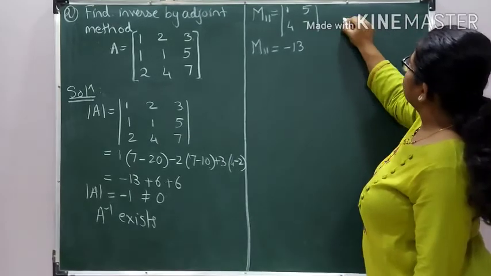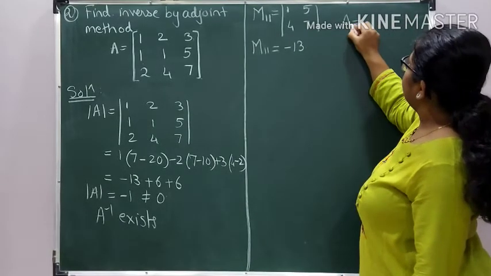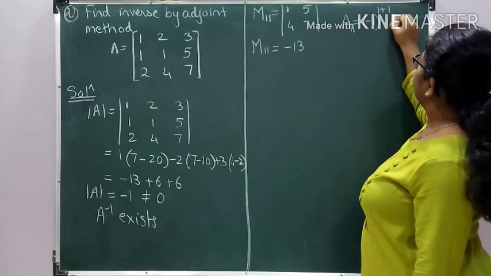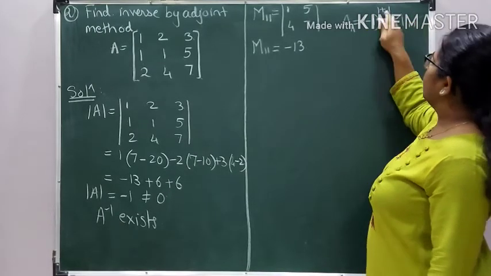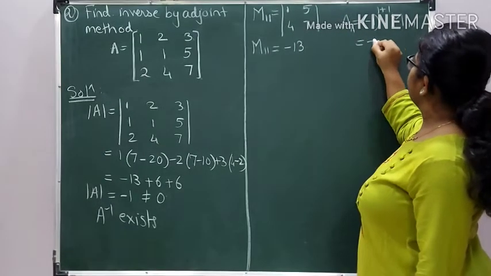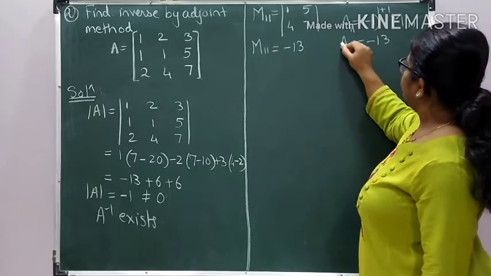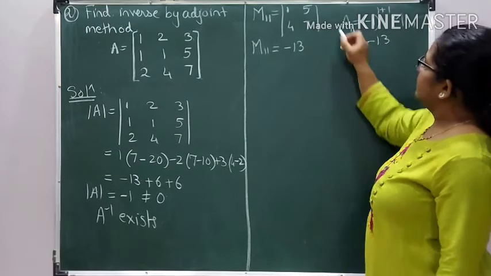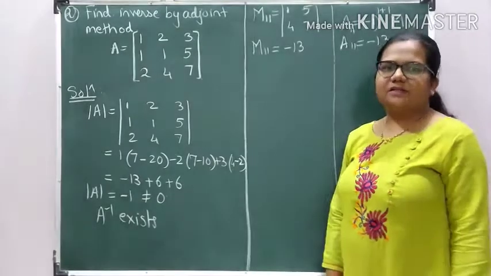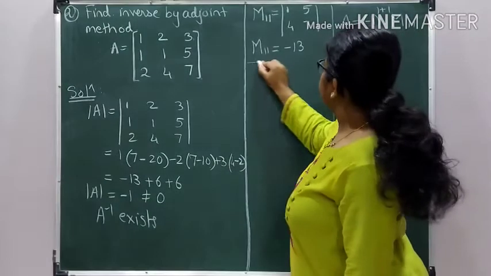Now here I will write the cofactor. A11 is equal to minus 1 to the power 1 plus 1 into M11. 1 plus 1 is 2, which means 1. 1 into minus 13 is minus 13. So A11 is minus 13. Okay, now the first minor is over. Let us find the second minor.